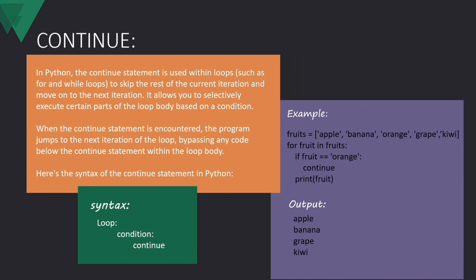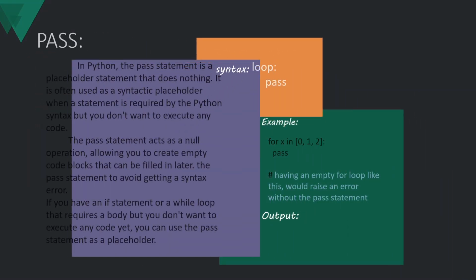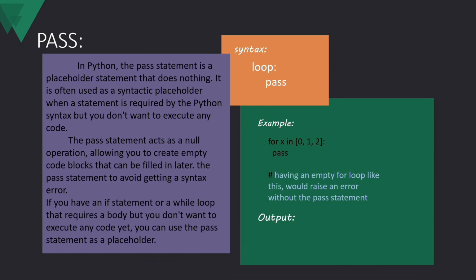Coming to the pass statement, in Python, the pass statement is a placeholder statement that does nothing. It is often used as a syntactical placeholder. The pass statement acts as a null operator. If you have an if statement or a while loop that requires a body but you don't want to execute any code yet, you can use the pass statement as a placeholder.